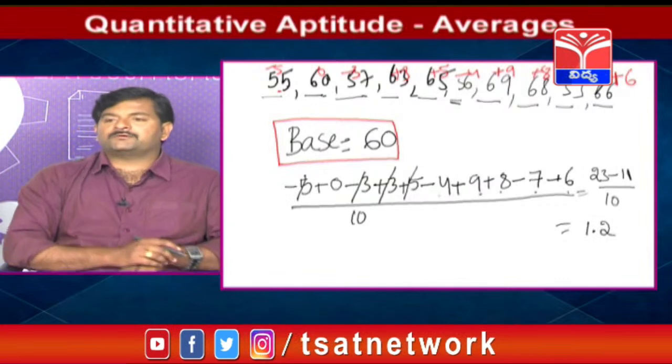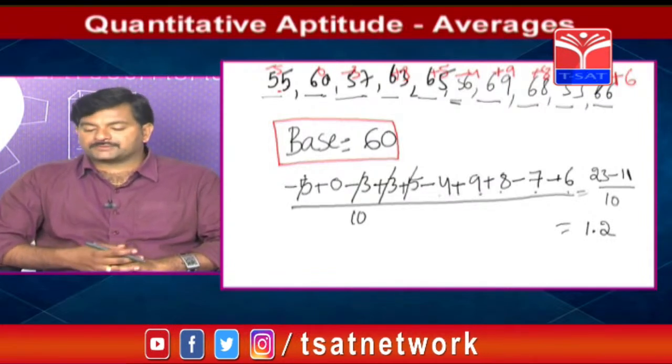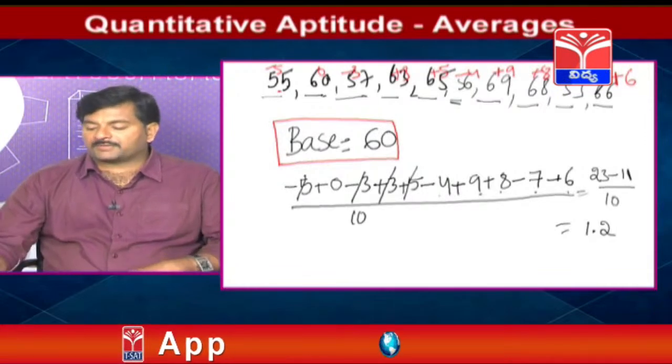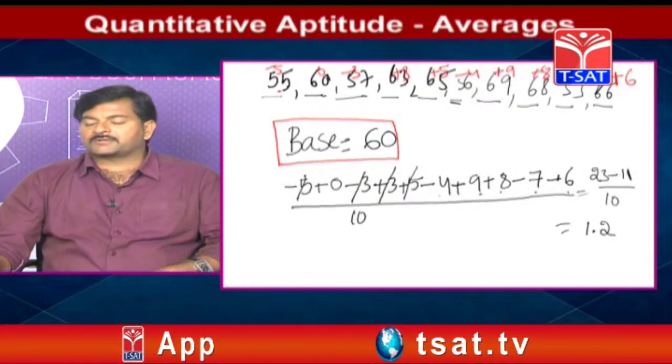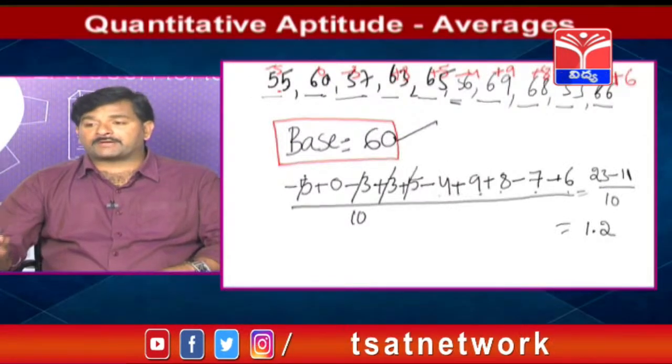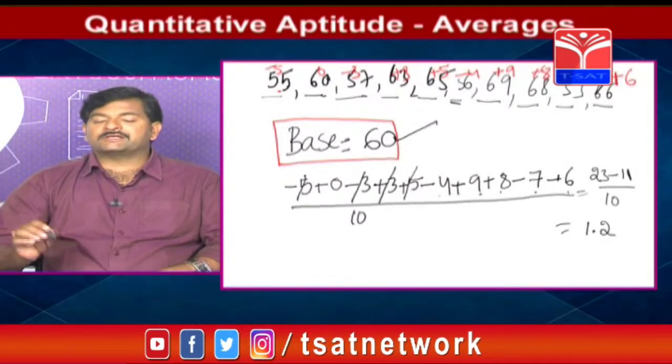So is it plus 1.2? So 1.2, if you get, usually in this case sometimes you may get the positive average, sometimes you may get the negative average. If you get positive average, add the average to the given base. If you are getting negative average, subtract this negative average from the base.